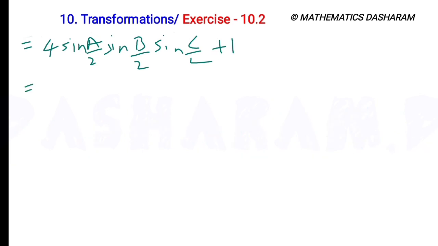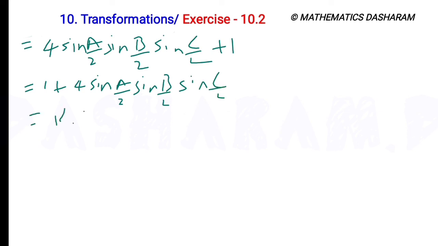So now write the 1 at the beginning, so 1 plus 4 sin A/2 into sin B/2 into sin C/2, so it is equal to RHS, so hence proved.